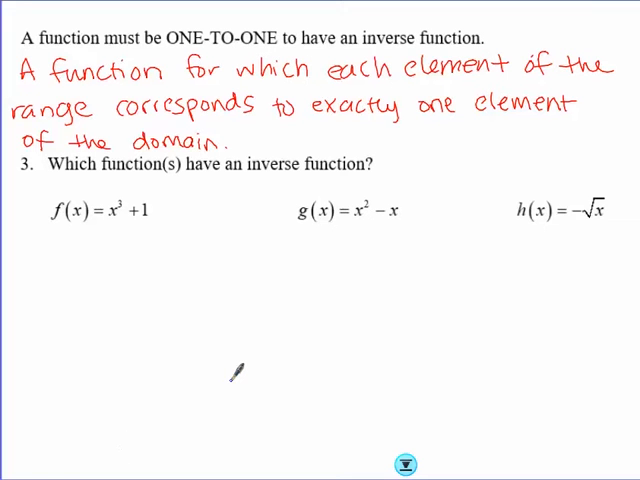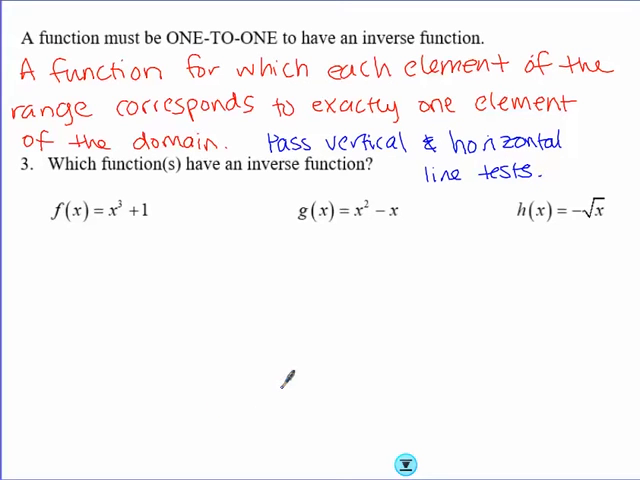There is an algebraic way to check this, but the method that we are going to use is the horizontal line test. So for a graph to be a function, it must pass the vertical line test. For its inverse to be a function, or for the original function to be one-to-one, it must pass the horizontal line test. So it must pass vertical and horizontal line tests. So let's quickly sketch graphs of these functions to find which ones have inverses that are functions.